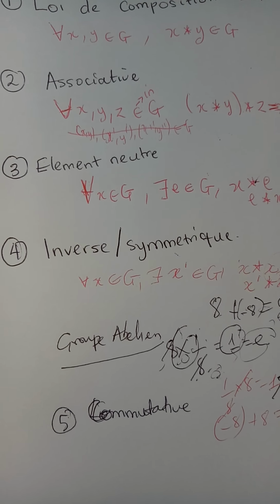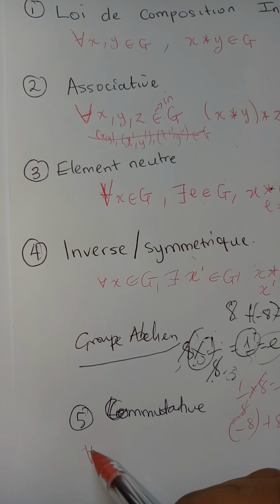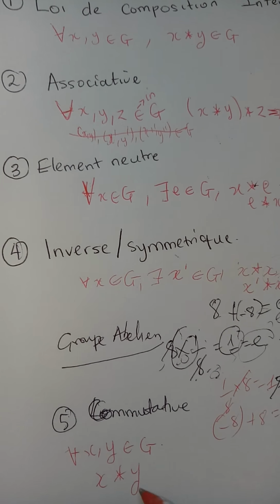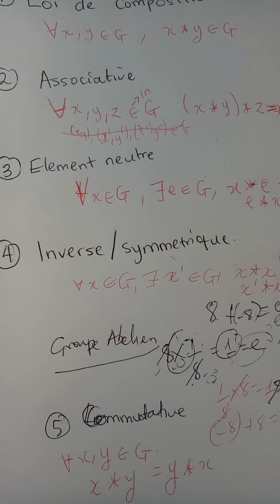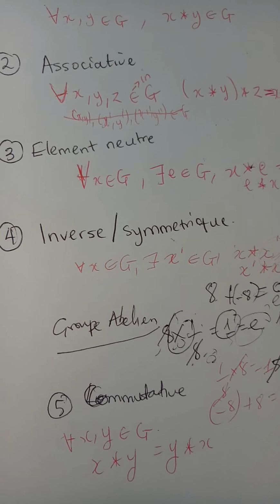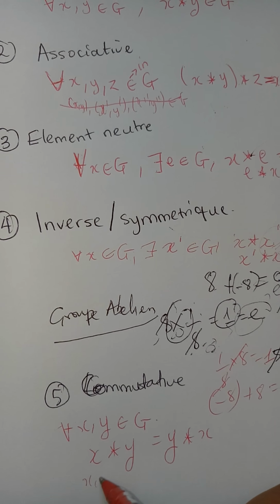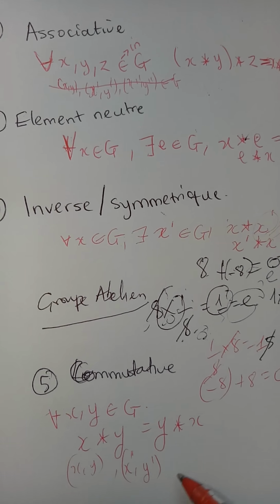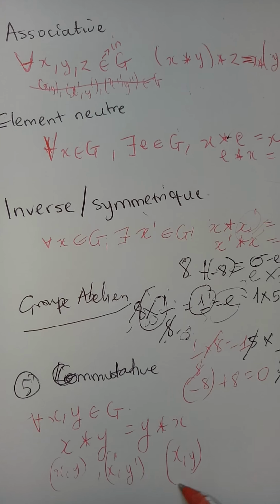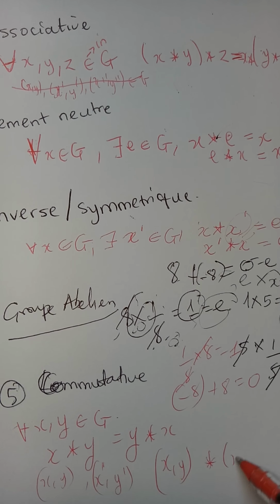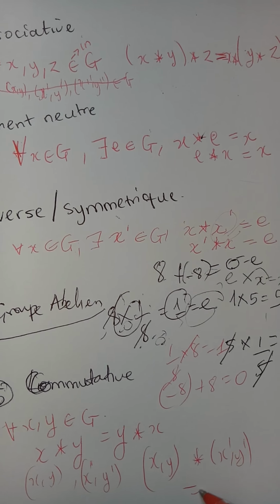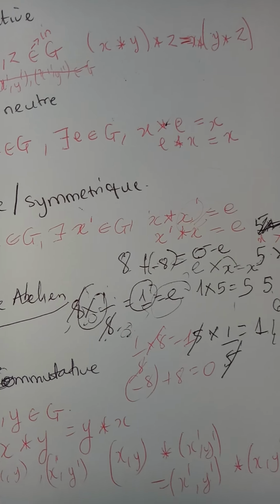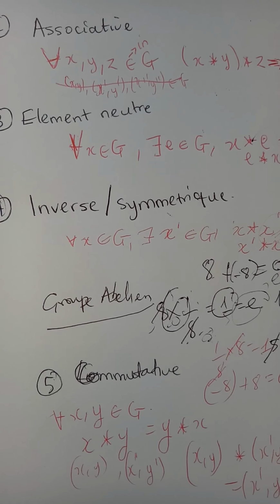And what does it mean, being commutative? If I have always, for every x, y appartient à G, x étoile y should be equal to y étoile x. Or if I have it in coupled form, like when I said x y and x prime y prime, that means x y étoile x prime y prime should be equal to x prime y prime étoile x y. If it verifies it, then it is commutative.